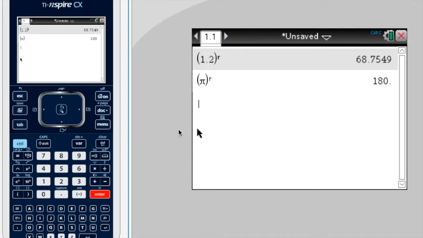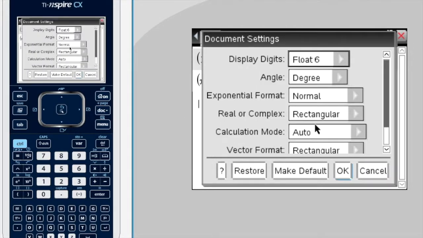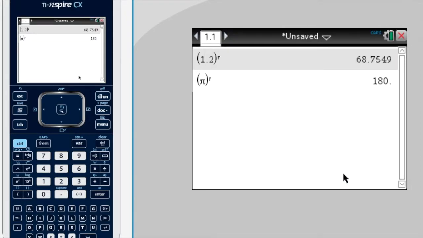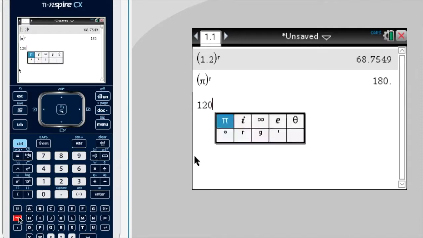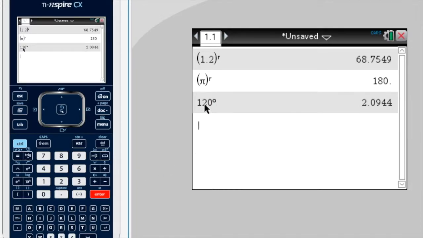Now what about the other way around? Let's put our document in radians mode. Okay, so now in radians mode, and let's say we get 120 degrees. Now I need that in radians. So I put 120 in, I press my pi again, but I get all these options. So I'll put my degrees, press enter, and I get the equivalent angle in radians.